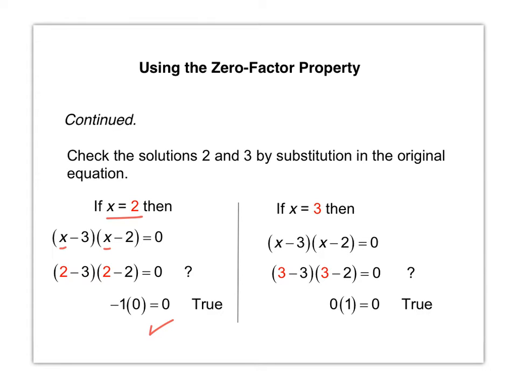We also want to check if x equals 3 is a solution by plugging the 3 in for x in the original equation, and by substituting in for 3, we get 3 minus 3 in the first factor and 3 minus 2 in the second factor. That simplifies to 0 times 1, and that does equal 0. So we know both of those are solutions to the original equation.